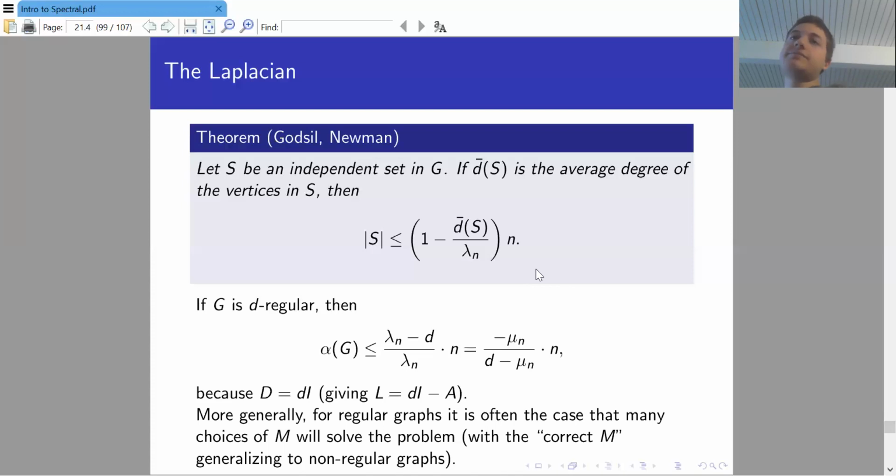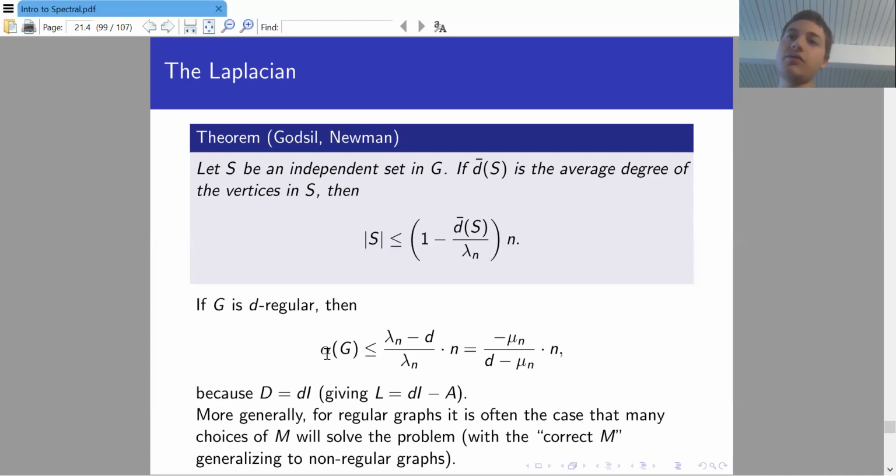And this is a common phenomenon in spectral graph theory. You'll often find that if you restrict yourself only to regular graphs, there are many choices of matrices which will allow you to solve whatever problem you're interested in, say, bounding the independence number of a graph. So many things will work for D-regular graphs, but often there's only one choice of matrix which is the correct one, correct in the sense that it generalizes to non-regular graphs.